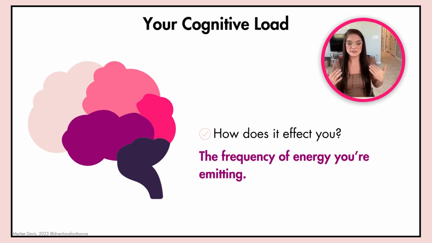So when your cognitive load is overworked, stressed out, burning out, exhausted, the frequency of energy that you're putting out into the world is low vibrations. When you're worried, when you're stressed, when you're overanalyzing, those are all low vibrations, okay? When you put out low vibrations, you're going to get back low vibrations.